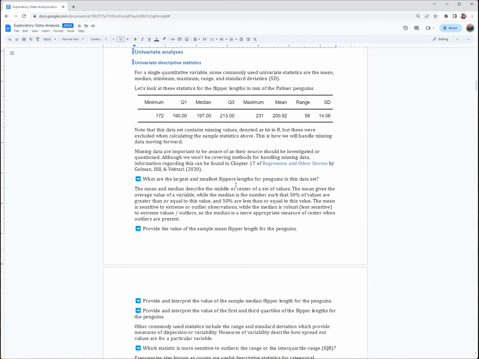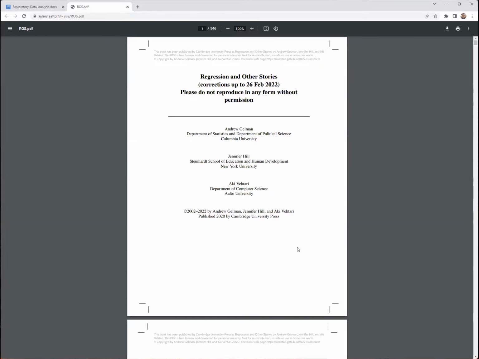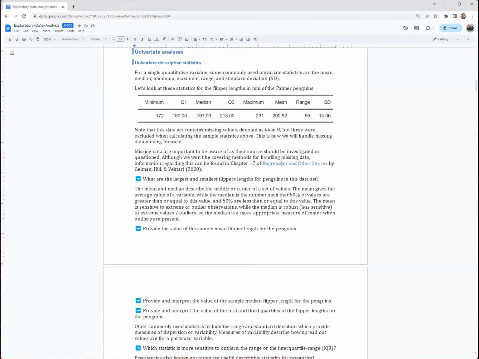Missing data, like appropriate methods for handling this issue, is a complicated issue in itself. And often there can be an entire semester course just on handling missing data. So I found chapter 17 of this freely available textbook, Regression and Other Stories, which has a great discussion of methods for handling missing data. It's a bit more complicated and at a slightly advanced level, but I think it's a very useful discussion of how to handle missing values for those who are interested.